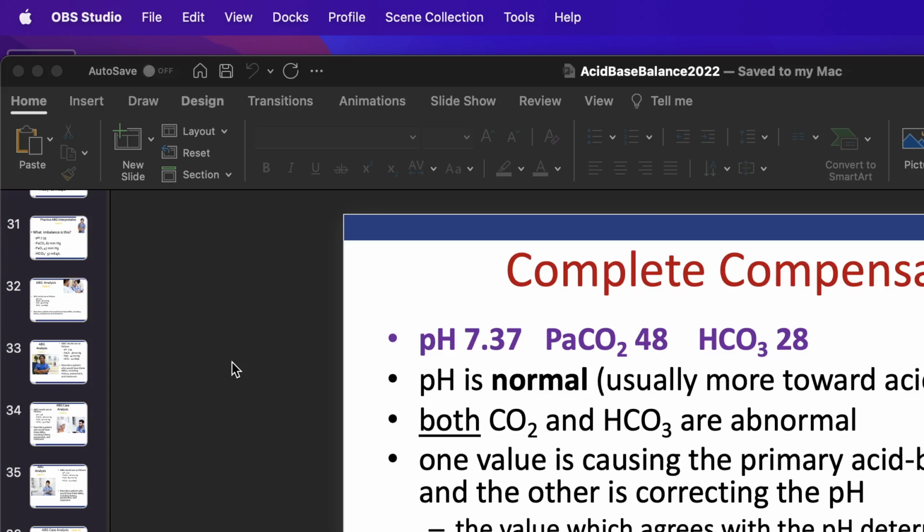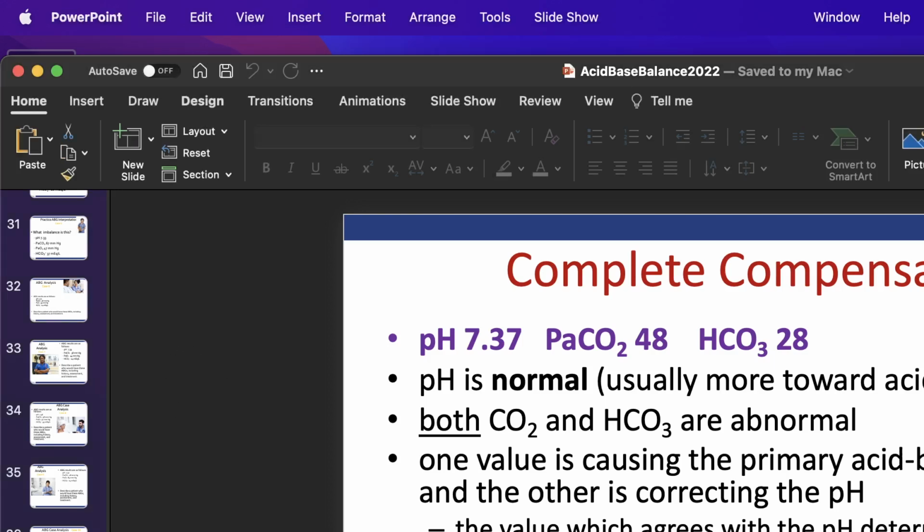So now here's the trick. Which one follows in the same direction as the pH that we look at first? Metabolic. The metabolic, so we know it's metabolic acidosis, right? Now we got to figure out, is it fully compensated? No. How do we know that? The pH is not within normal limits, right?